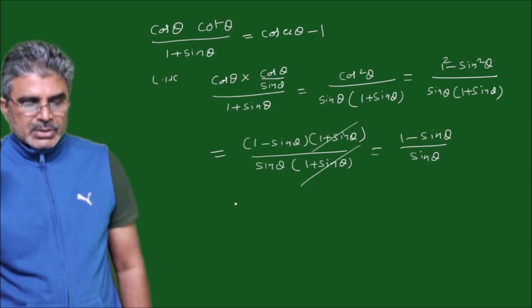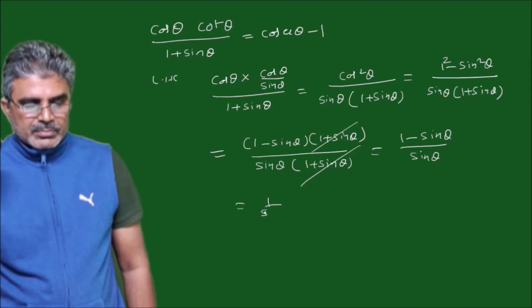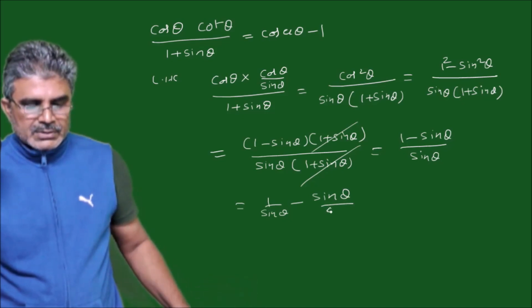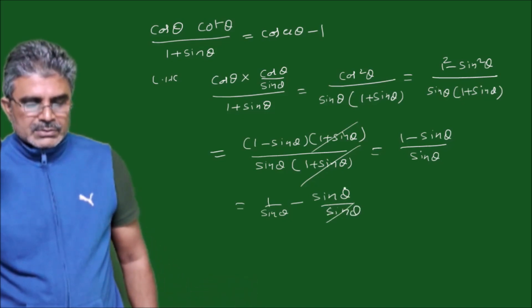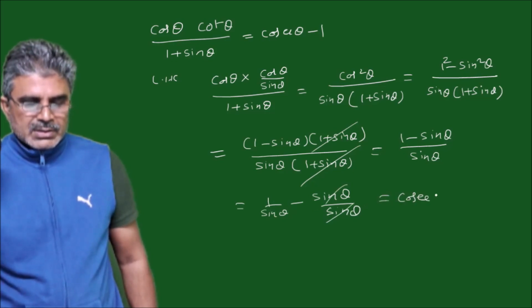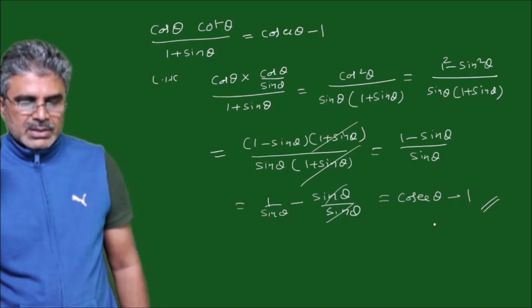Split this denominator over the numerator terms. So 1 by sin θ minus sin θ by sin θ. So sin θ gets cancelled. You will have 1 by sin θ, which can be written as cosec θ, and minus the remaining 1. So that's what the RHS is.